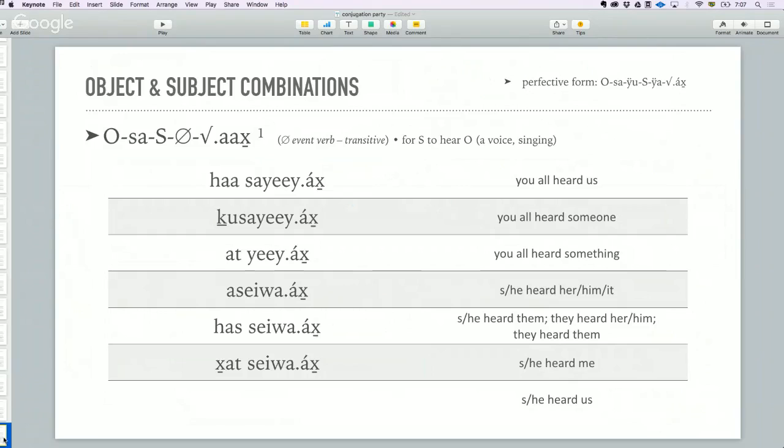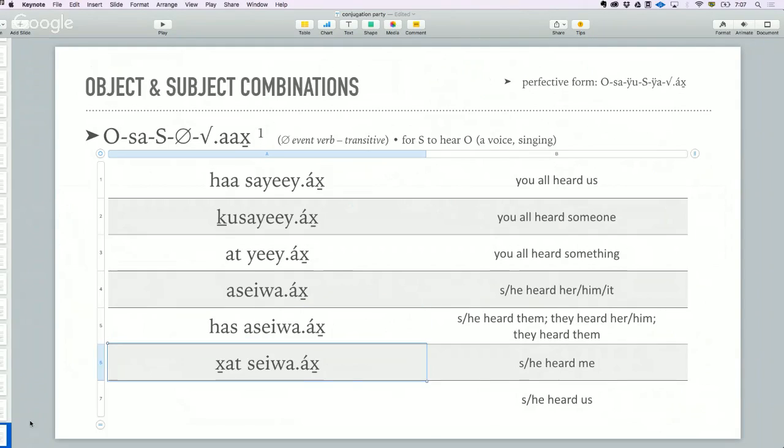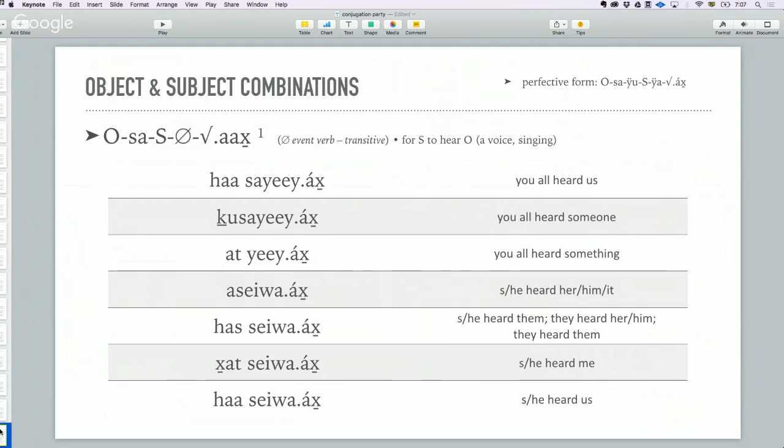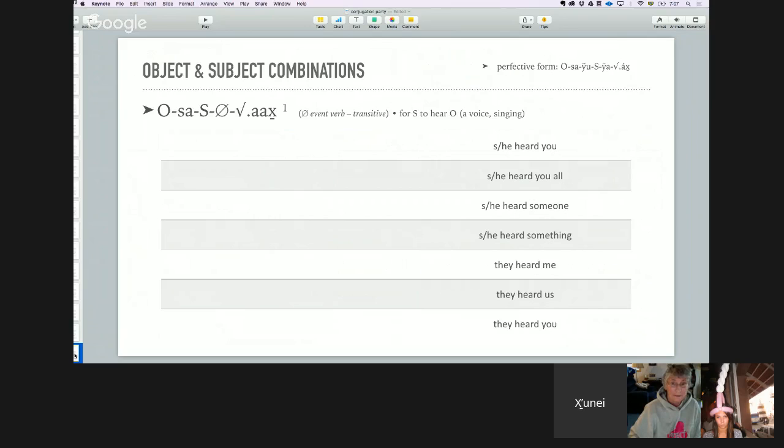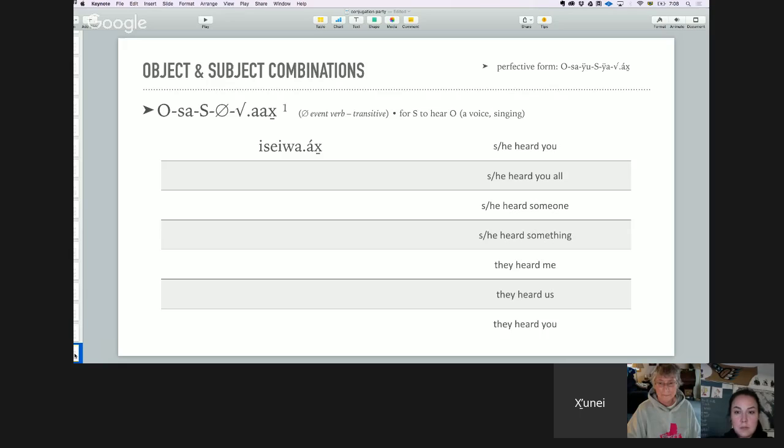Chatsewa'ach. Because the h should fall off. Okay, kuwuch. Oh, we lost her. Sisala. She or he heard us. Hasewa'ach. Sewa'ach. Okay. Simach. She or he heard you. Isewa'ach. Okay. She or he heard you all.